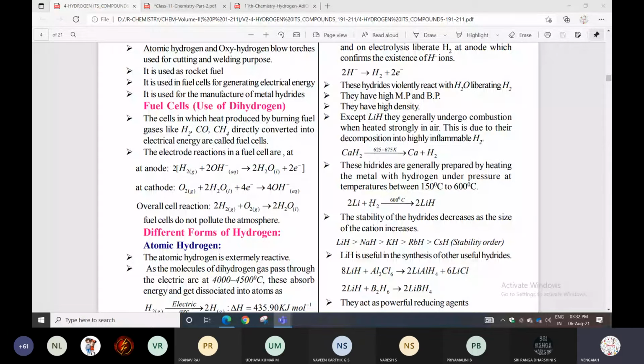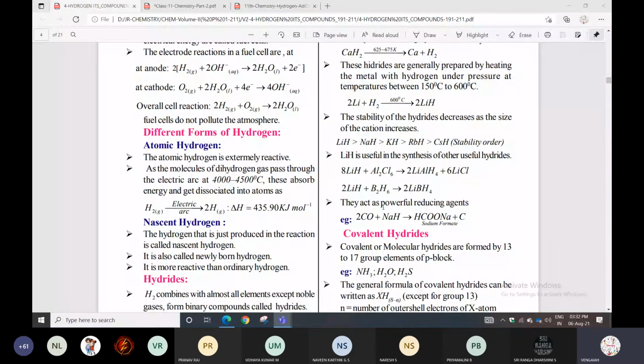Just remember the meaning of hydrides: hydrogen reacting with a metal forms hydrides. Hydrides are mainly classified into three types: first, ionic hydride; second, covalent hydride; third, metallic hydride. Ionic hydride is formed when hydrogen reacts with s-block elements. Ionic hydrides are also called salt-like hydrides, otherwise saline hydrides. Next are covalent hydrides, also called molecular hydrides.